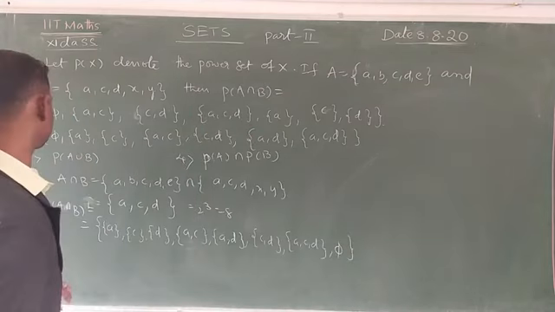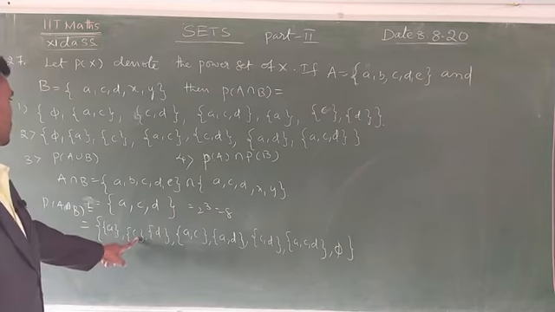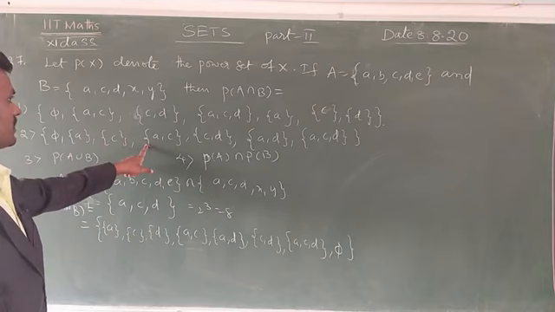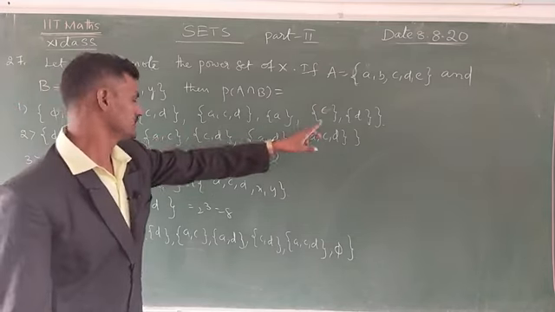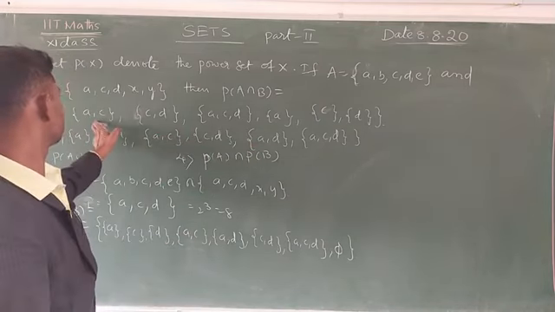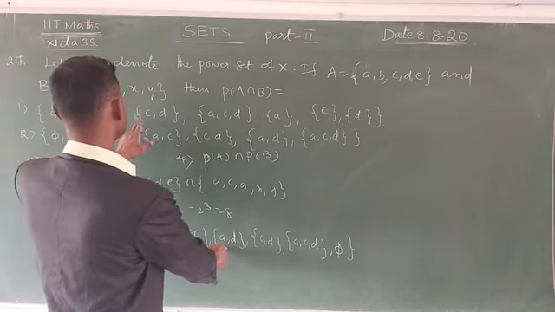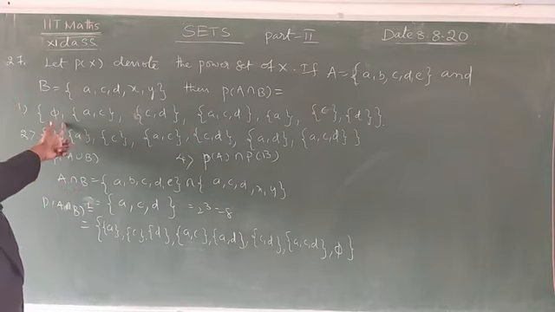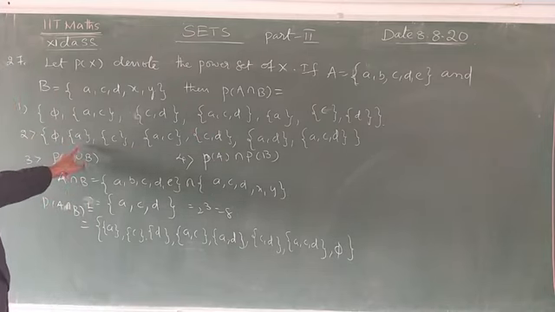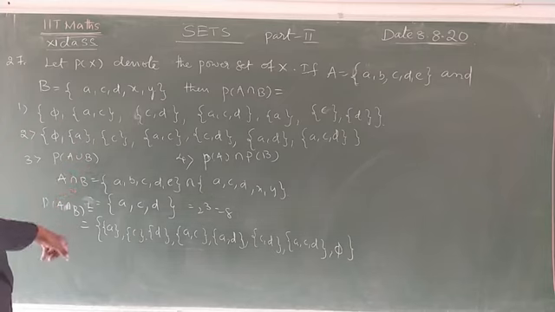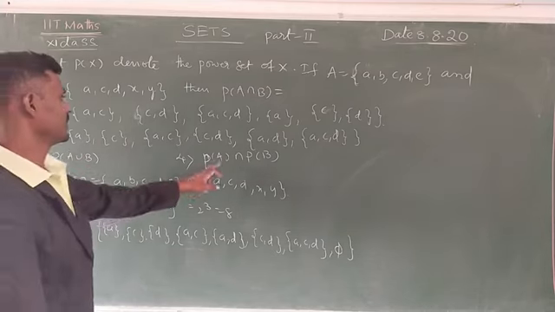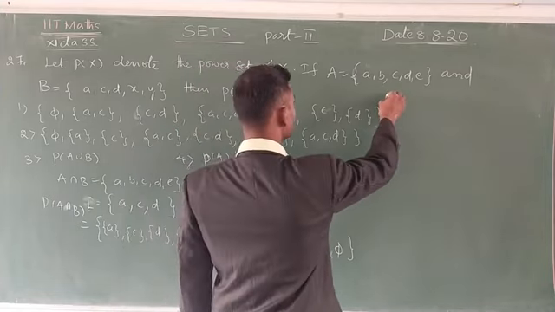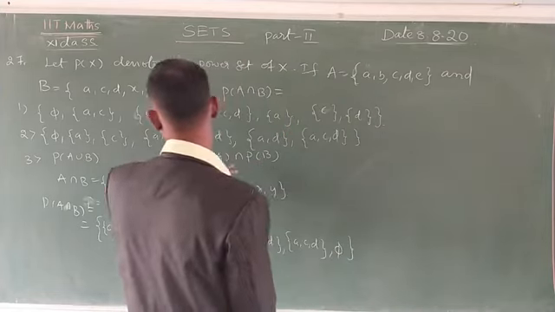Now see here which option? Here A, C, D has not been given here. A, C, D is there, then AC and AD have not been given here. Now this option also fails and this option also fails. Now A union B is not possible, and P of A intersection P of B you can take, power set of A intersection power set of B.